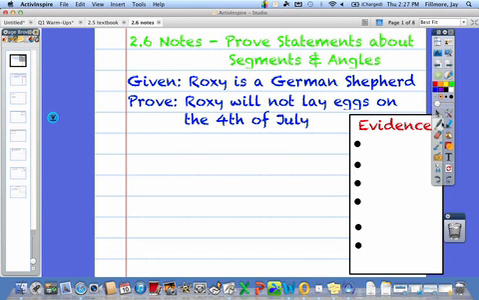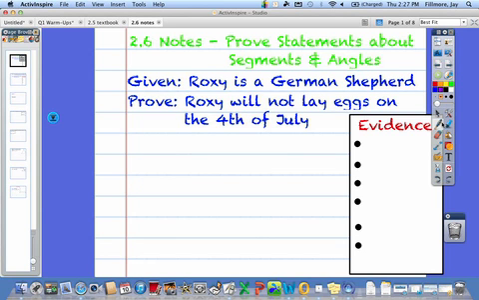And gentlemen. Today we're talking about section 2.6, which is proving statements about segments and angles. We haven't really used that word prove before, but we're going to talk about it a little bit today. But first, let's look through a couple of real-life situations. We're going to combine the things we talked about with deductive reasoning and if-then statements and postulates and properties, and kind of all combine it into one today.